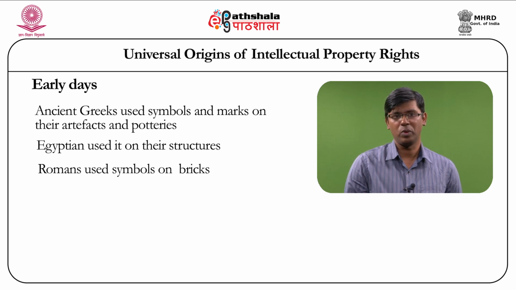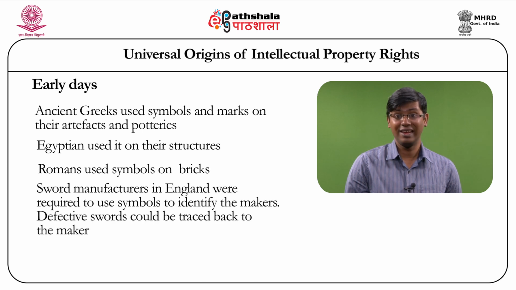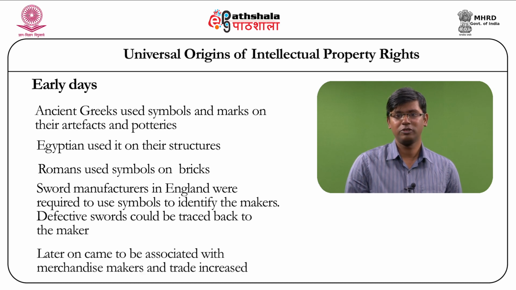The Romans went one step ahead and started using symbols on certain products like bricks. So largely you would find symbols and marks on swords, potteries, etc. For instance, the sword manufacturers in England were specifically required to use symbols to identify the makers. If there was a defective sword, it could actually be traced back to the maker. Later on, marks came to be associated with merchandise makers as trade increased.